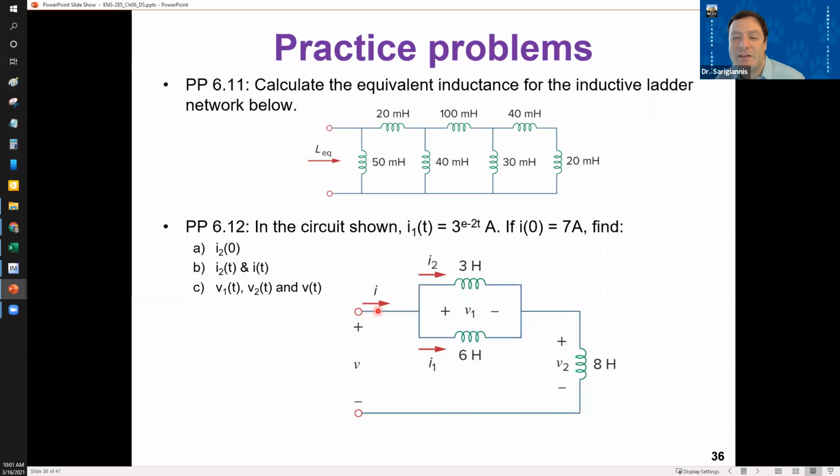And this is what you're given. Look at the difference here. I is 7 amps initially, and I1 is 3e to the minus 2t. Find I2 at 0. Then we're going to find I2 and I as a function of time, so we're going to find generic functions for those. And then we're going to find the voltages, V1 and V2, and the total voltage VT as a function of time.